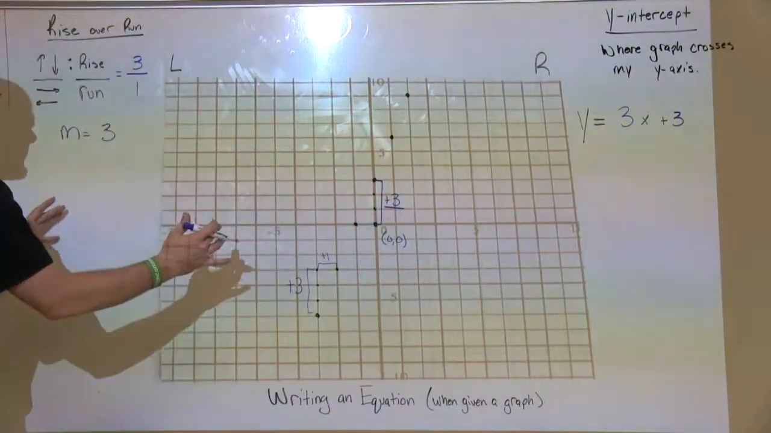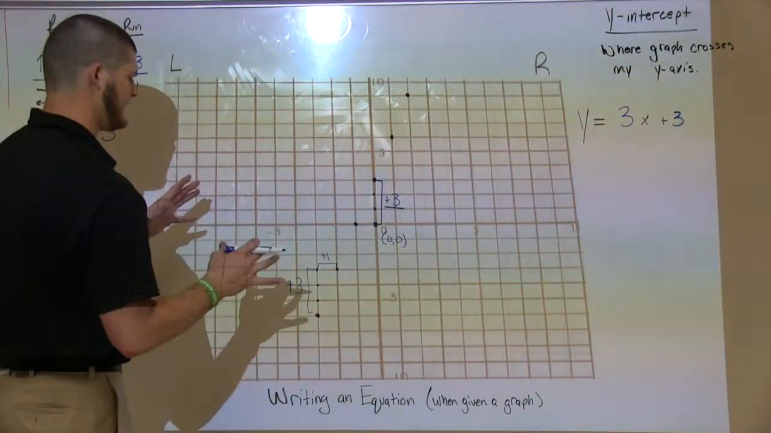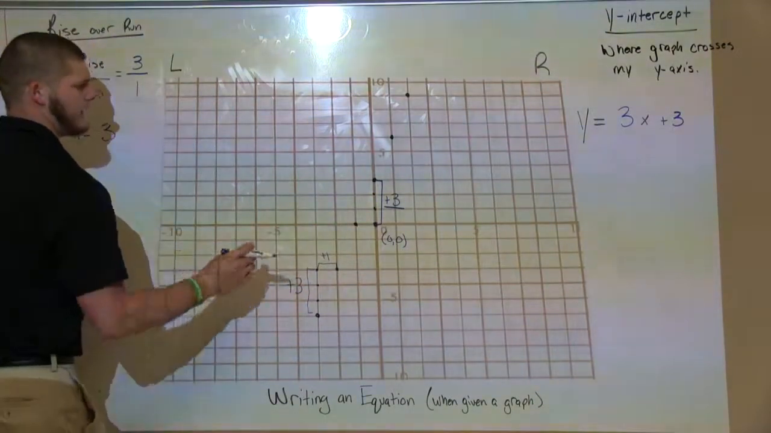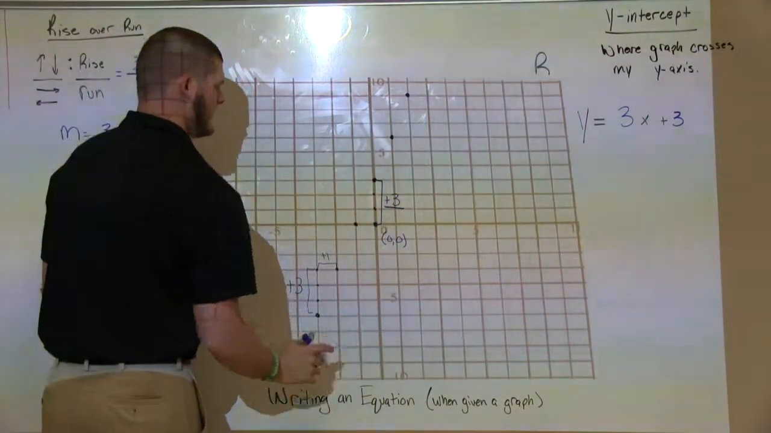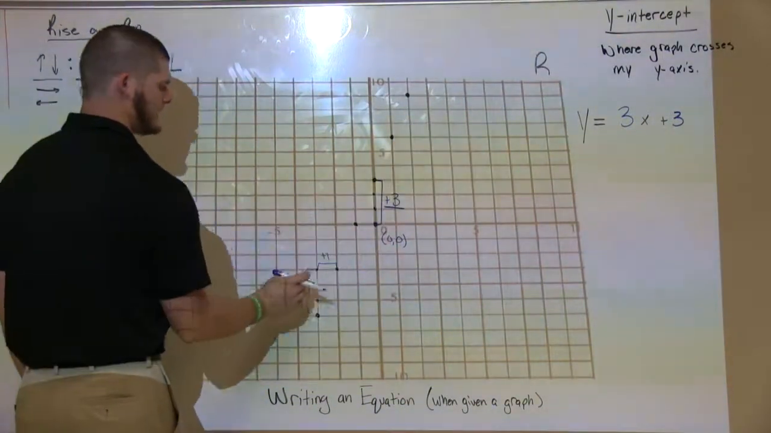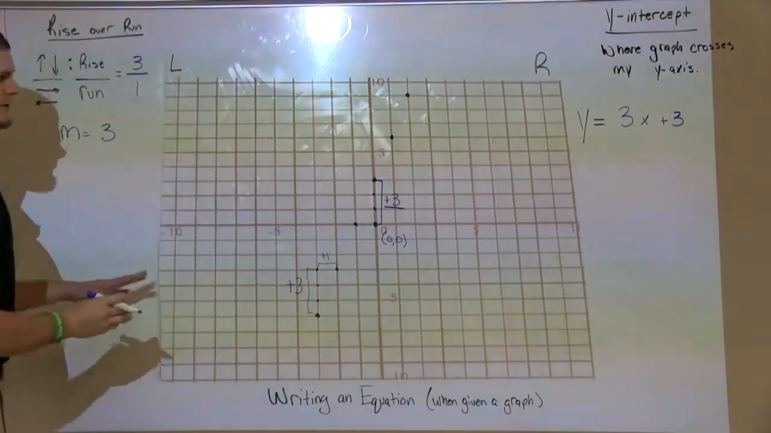Again, this is a relatively easy method for writing an equation from a graph, all right? There's not a lot of tricks to it. It's counting up or down and over and then counting up or down. The value of this on our y-axis would be our y-intercept. Up and then over is our slope, all right?